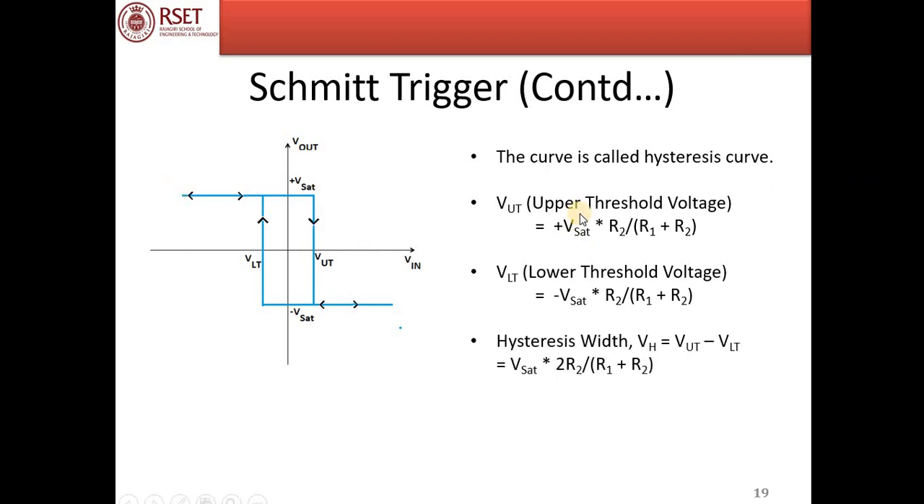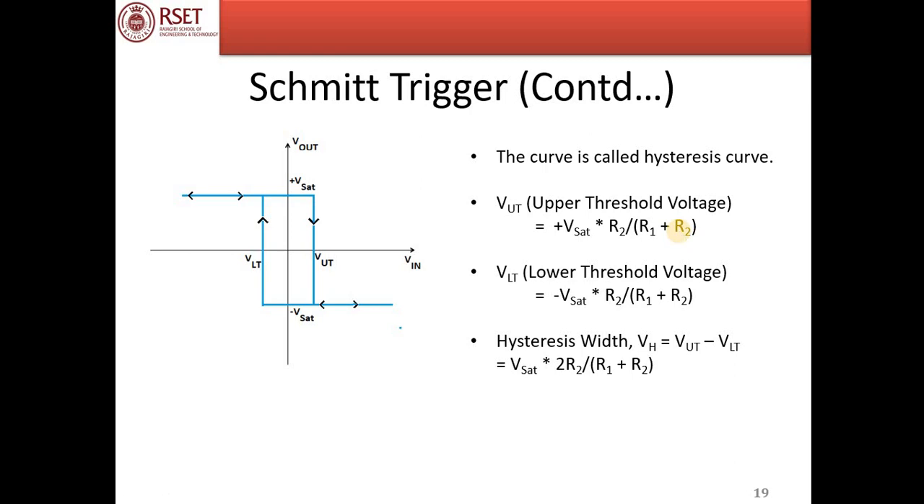The difference between upper threshold voltage and lower threshold voltage is called hysteresis width. And once you subtract, you can see that hysteresis width for an inverting Schmitt trigger is Vsat into 2R2 by R1 plus R2.